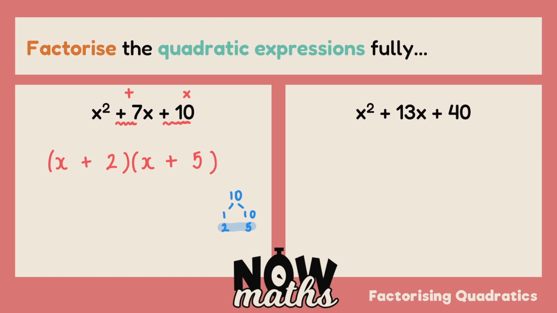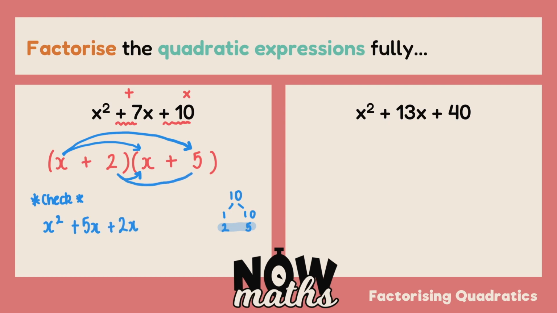Similar to previously, we can check our answer by expanding out these double brackets and making sure we get what we started with. So expanding out, x multiplied by x is x squared. Then x multiplied by 5 is 5x. Then 2 multiplied by x is 2x. And 2 multiplied by 5 is 10.